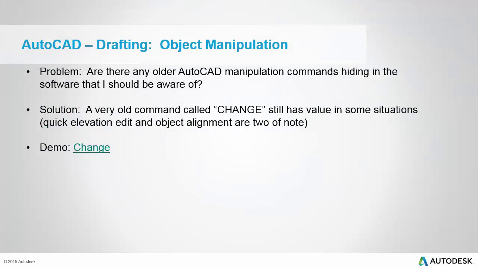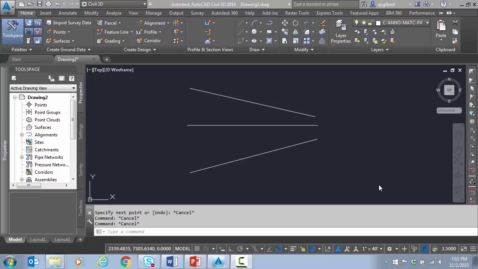So for video two, we're gonna take a look at an old command called change. And unless you have a long history with AutoCAD, you may not be aware of this command. It's been there since at least release 10 and probably before then. So this is an old object manipulation command, and it does quite a few things that could be beneficial to you. This video we're going to show a throwback manipulation command called change.